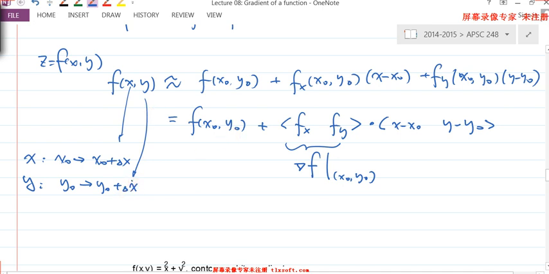Does y not move by delta y? Oh, that's right, delta y here. Good point. Okay? So I'm going to move this to the left side here.